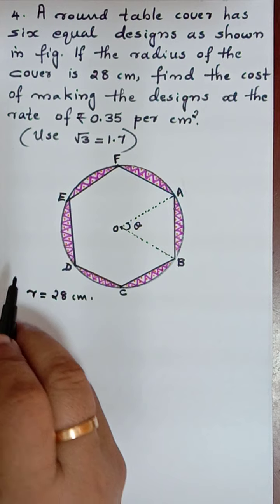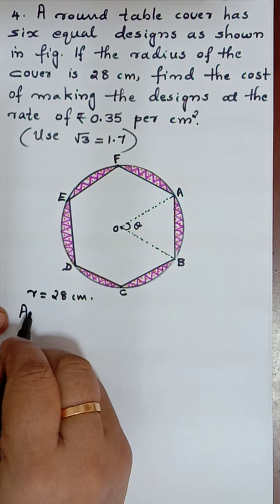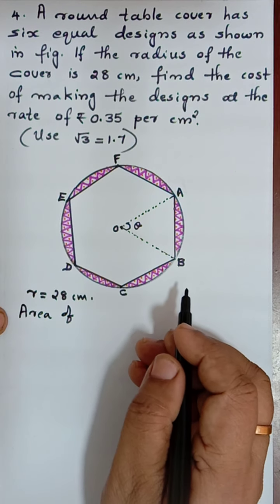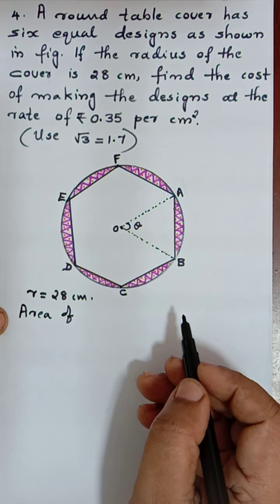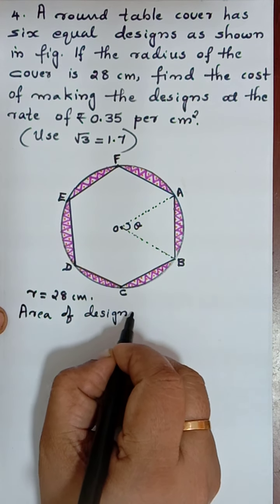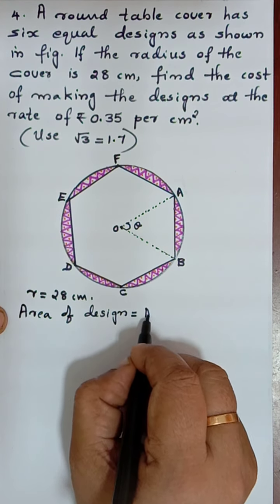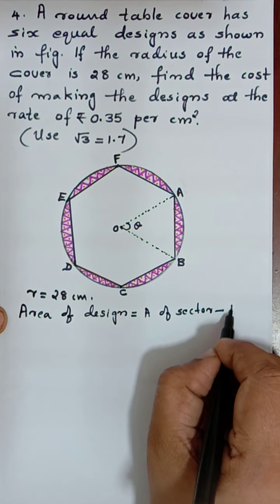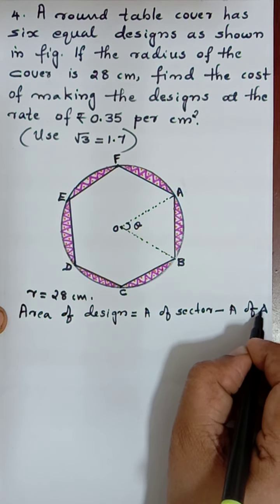Okay, so let us find out area of one segment. Here we will find out area of one segment, or we can call it a design. Area of shaded part, area of design. So in order to get area of design, we know that it is area of sector minus area of triangle.